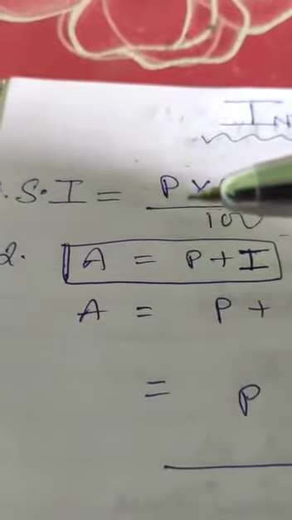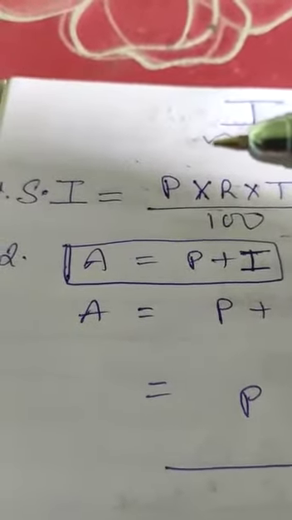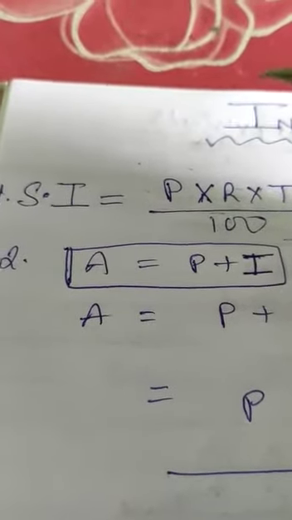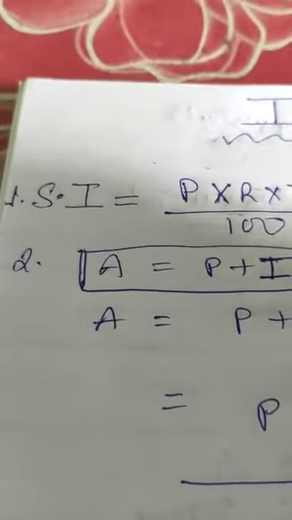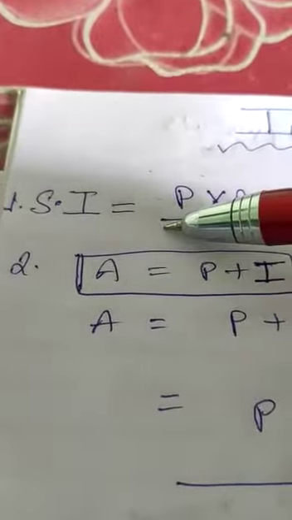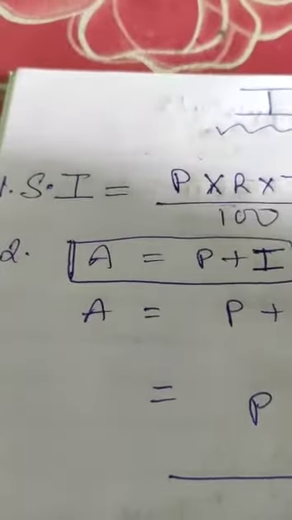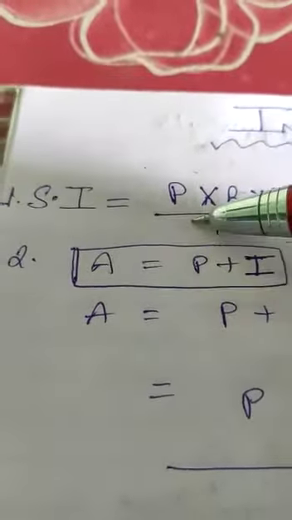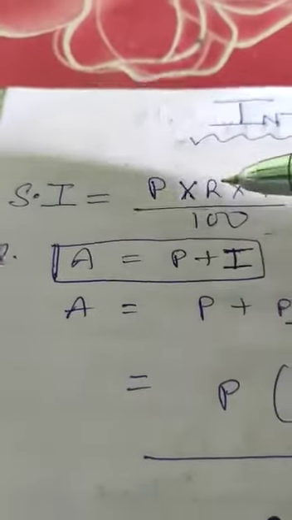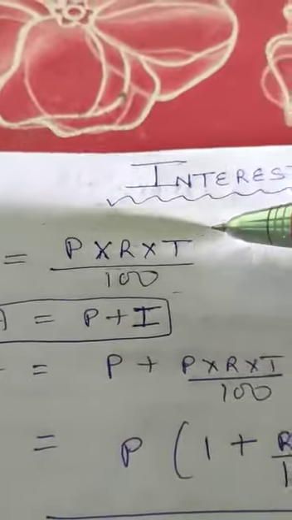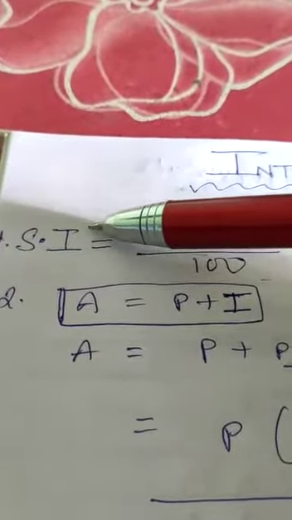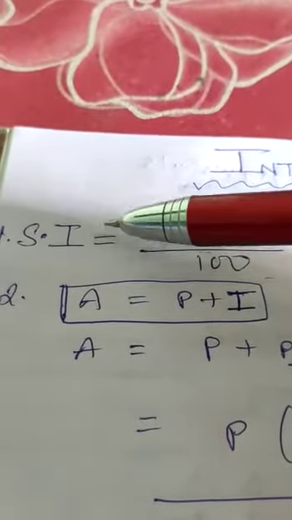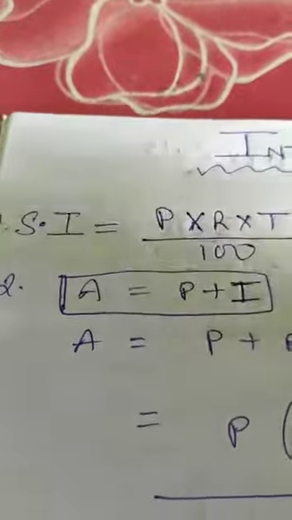Now interest: we borrow some amount of money from any person, friend, family, or as a loan from the bank, and we have to pay interest. So the money paid by the borrower to the money lender for the use of money borrowed is known as interest. It is the money paid by the borrower to the money lender. The simple interest and the interest both are the same.